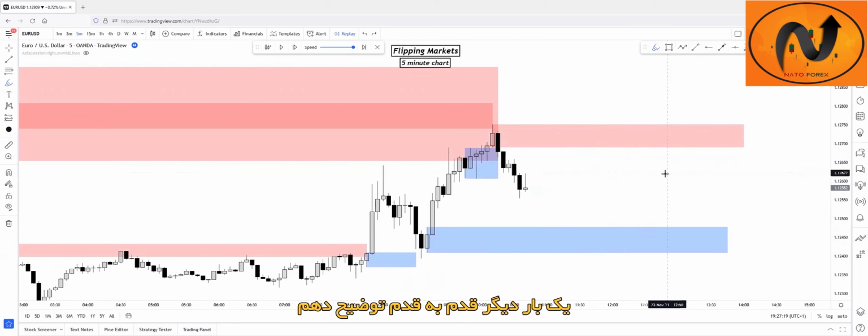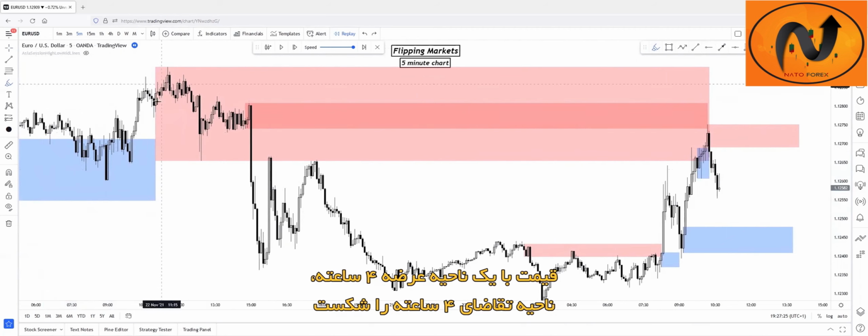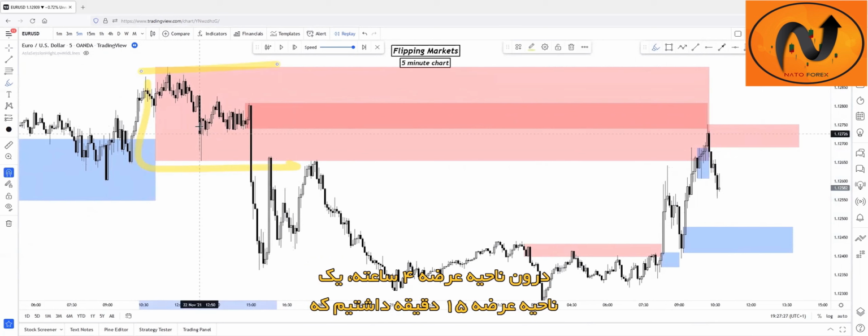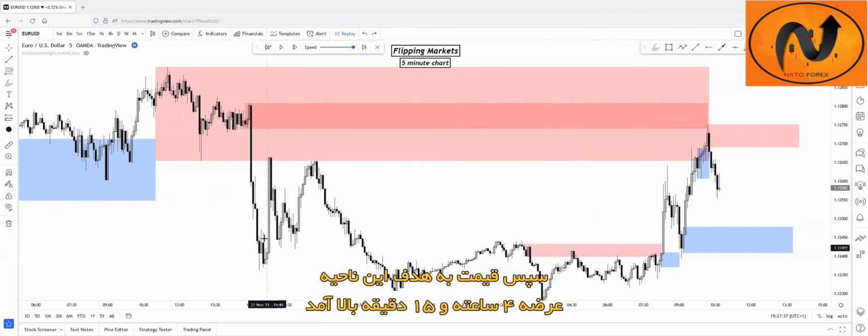Let me just walk through this again. So we had a 4-hour demand zone. Price broke through this 4-hour demand zone with a 4-hour supply zone. Inside of that 4-hour supply zone, we had a 15-minute supply zone that created a huge inefficient push to the downside and break of structure and demand break. After this, price created an upside movement, levitated back up to this 15-minute and 4-hour supply zone.